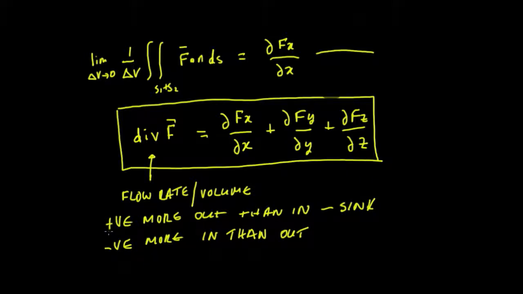If it's a positive value, it means that there's more flowing out than flowing in. So we could say that point there would be called a source, and if it's negative, then it means that there's more flowing in than out, and we would call that a sink.